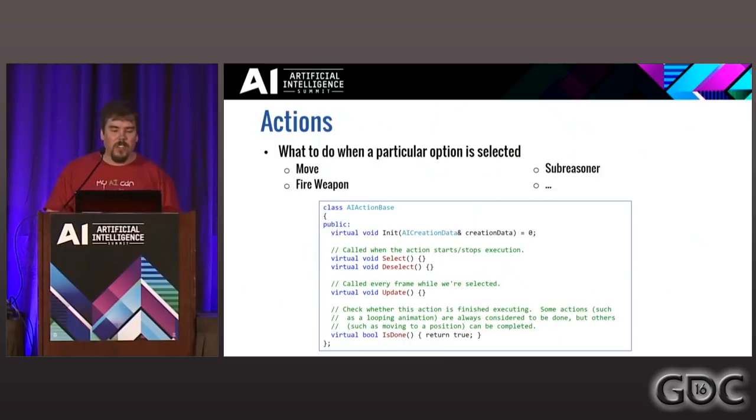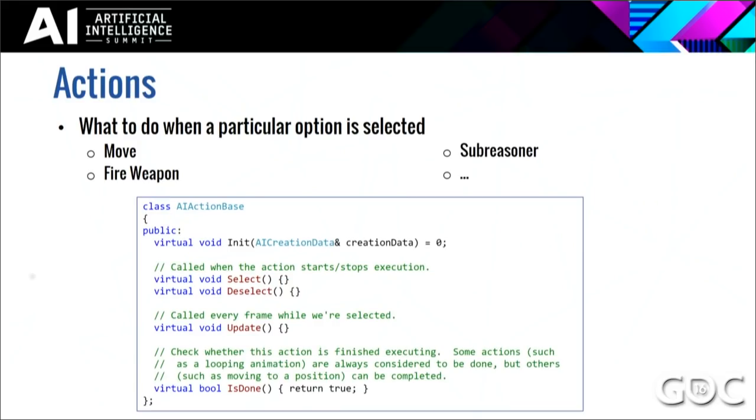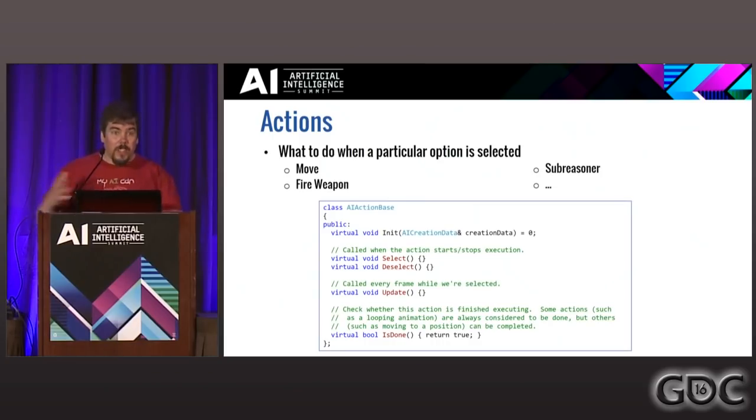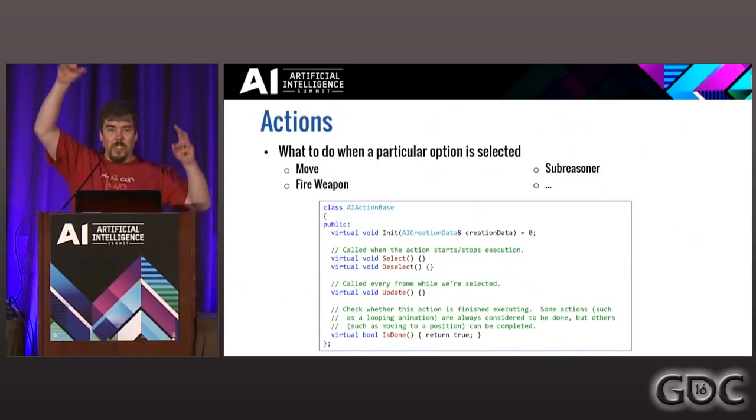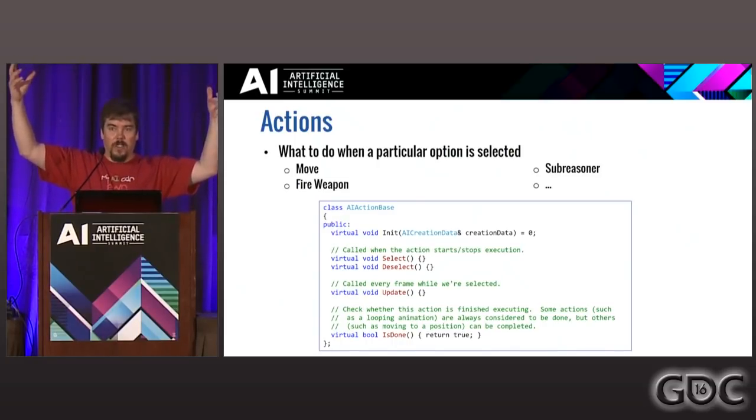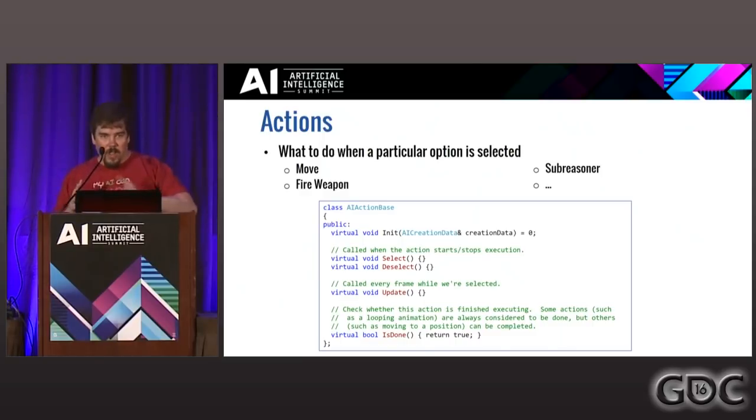Actions are the things that I'm actually going to do once an option gets selected. So things like moving or firing a weapon. Again, an interesting action is the sub-reasoner action. The sub-reasoner action contains another reasoner. So this is how I get my hierarchy, right? I have a high-level decision that picks I want to shoot at enemies, and then a lower-level reasoner inside of there that handles the aim-fire aspects, perhaps.